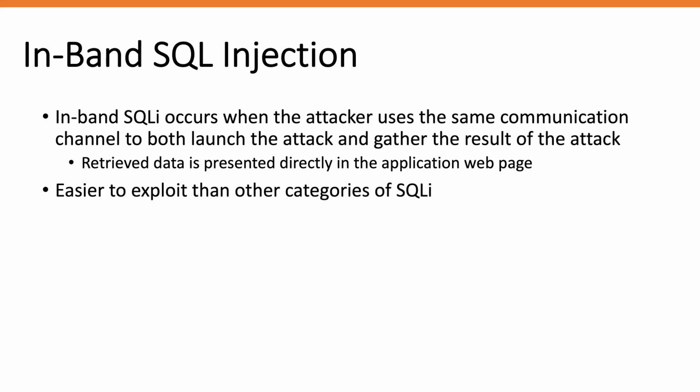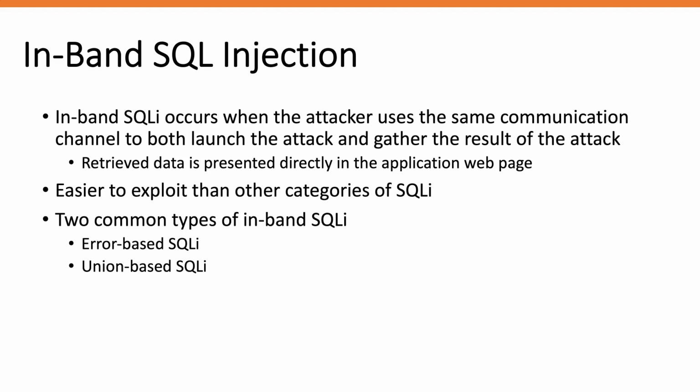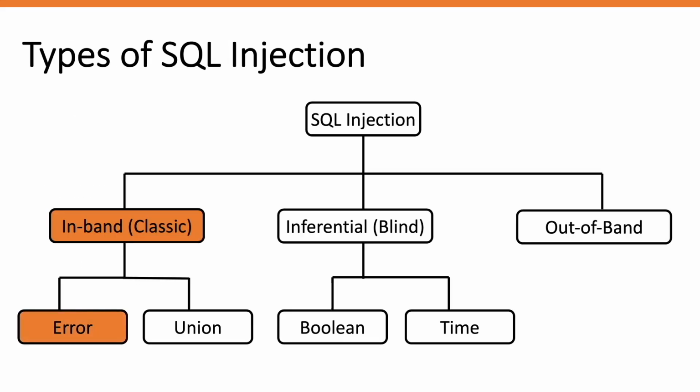Now, just by the nature of how this specific type of vulnerability works, it's much easier to exploit than other categories of vulnerabilities. The reason is that you actually see the result of your attack in the response of the application, versus having to infer the result like you would have to in blind SQL injection. Again, we said that there are two types of in-band SQL injection: error-based SQL injection and union-based SQL injection. We'll start off with error-based SQL injection.